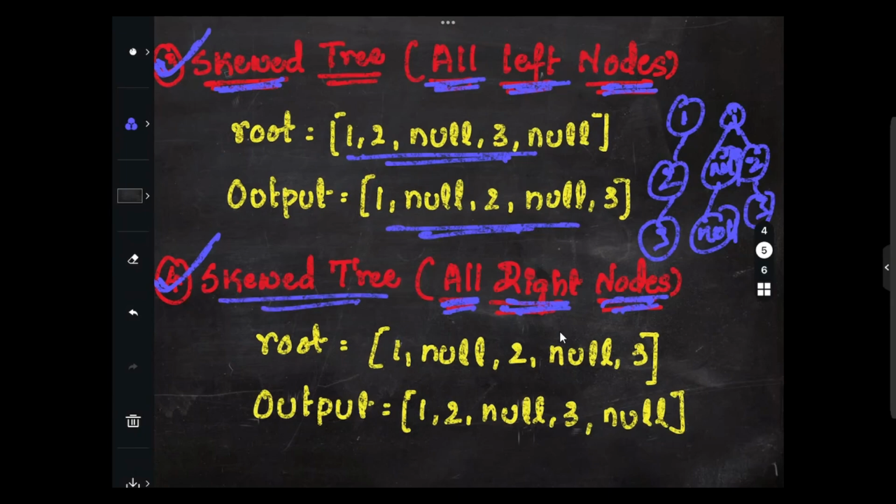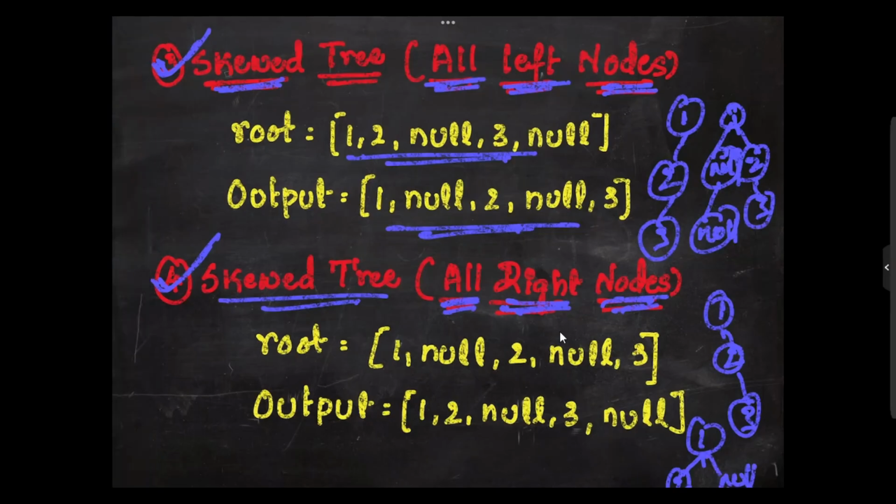For the right skewed tree, same thing, but here instead we have the right one, 1 null 2 null 3. When we swap this one, this becomes 1 2 null, this becomes null basically, 3 again null in this case, right? So this becomes 1 2 null 3 null. That's what we got as the output here, 1 2 null 3 null.